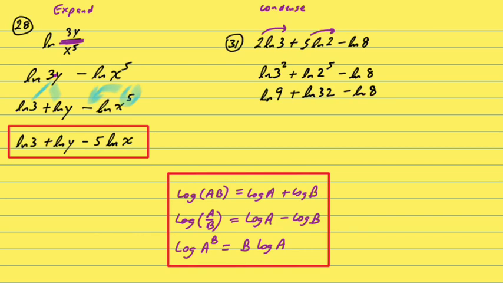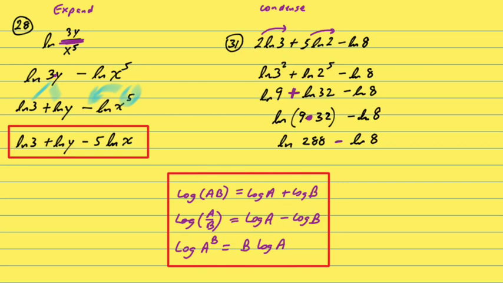So all I've done is put the exponents up and evaluated them. Now I see a plus between two logarithms. Do you see a plus between two logarithms here? So could I write it as the log of A times B? So I'm going to write it as the log of A times B. So 9 times 32. 9 times 32 is 288.